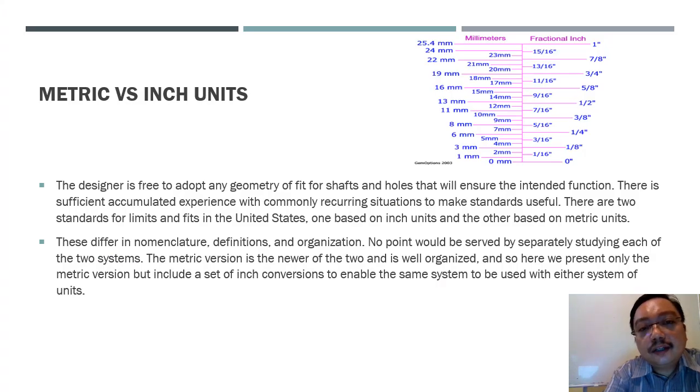For shafts and all other components, there are two types of units. There are metric and inch units. The inch unit is used in the US, UK, and all the other countries that use them. But most of the rest of the world uses the metric system. Malaysia uses the metric system.